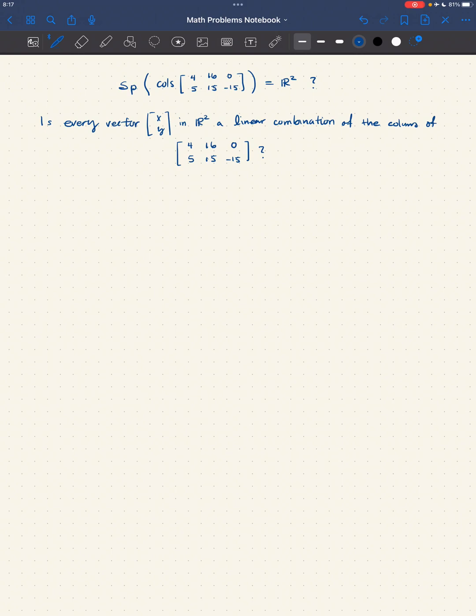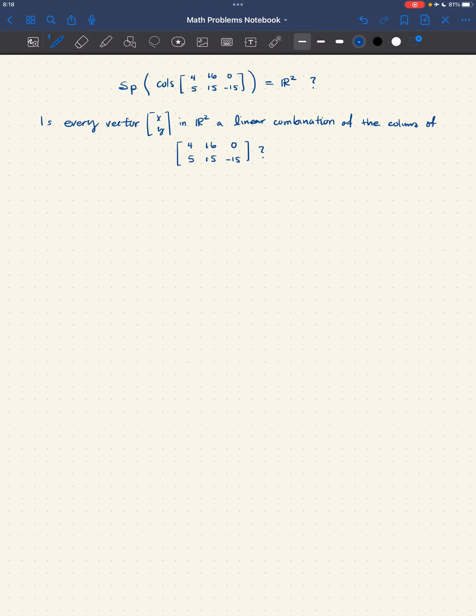Hello, this time I want to consider the question of whether a particular set of column vectors of a matrix is identical to the plane. To put it in other words, is every vector in R2 a linear combination of the columns of this matrix that I'm indicating right here? So, how can we proceed?